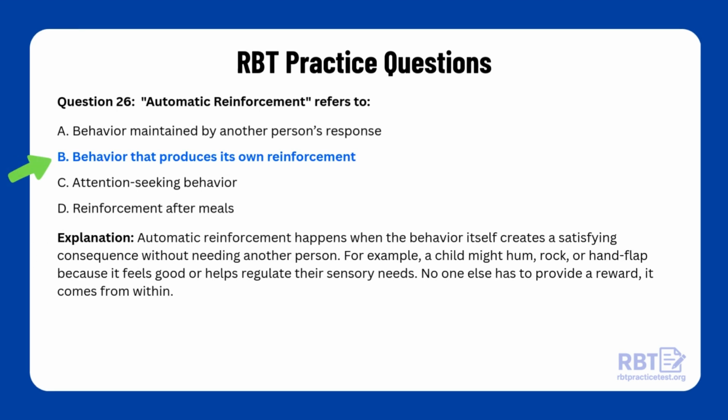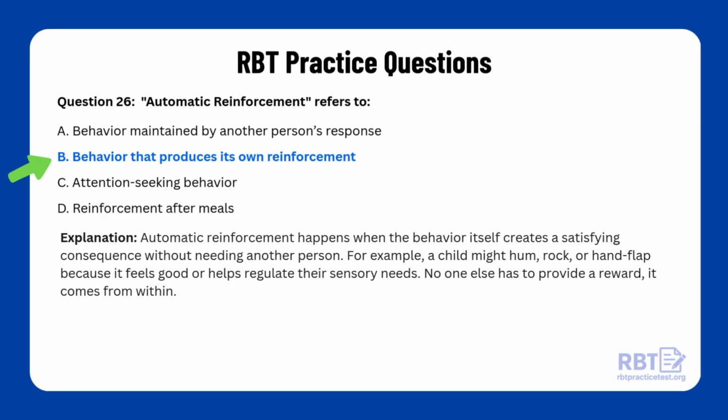Automatic reinforcement happens when the behavior itself creates a satisfying consequence without needing another person. For example, a child might hum, rock, or hand flap because it feels good or helps regulate their sensory needs. No one else has to provide a reward. It comes from within.